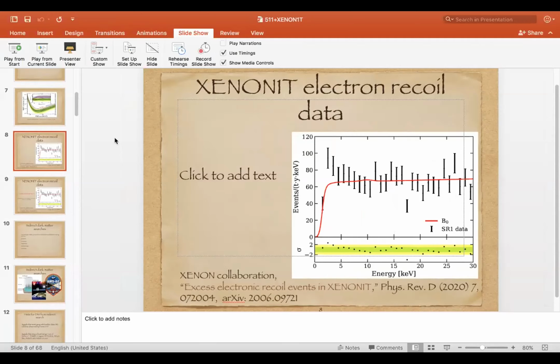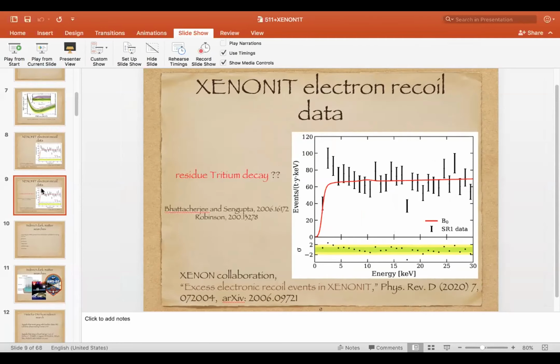Although this excess can be explained by some residual tritium decay, still, it has excited the community, and as you know, many papers have been written on it.